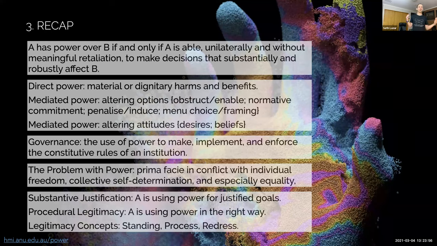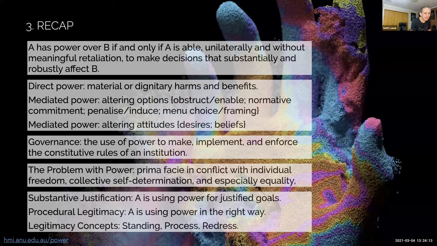In the context of mediated power, I talked about altering options and altering attitudes. I distinguished between obstructing and enabling, using normative commitments, penalties and inducements, menu choice and framing. And in altering attitudes, I talked about desires and beliefs.